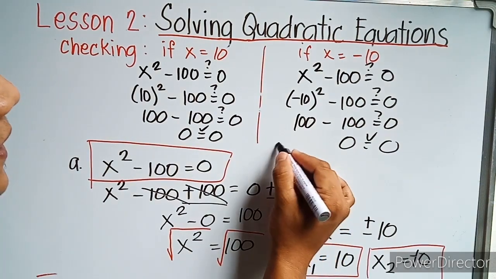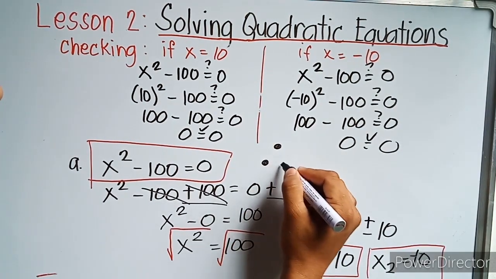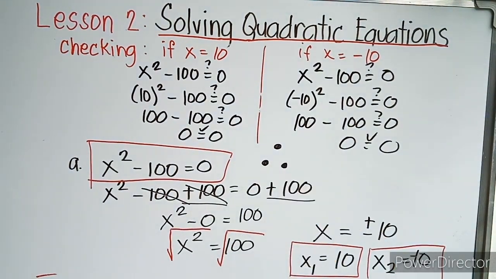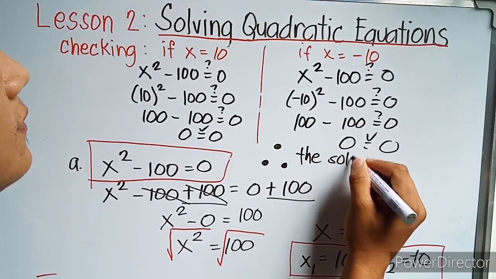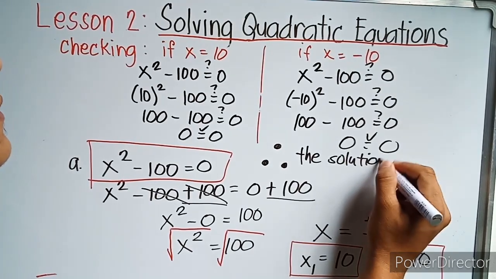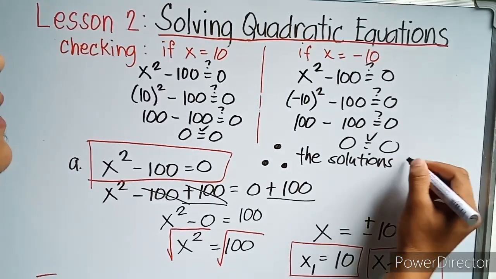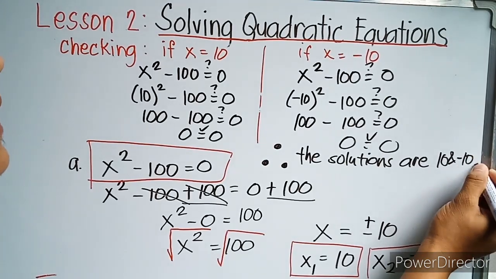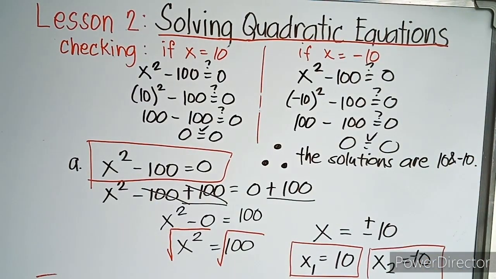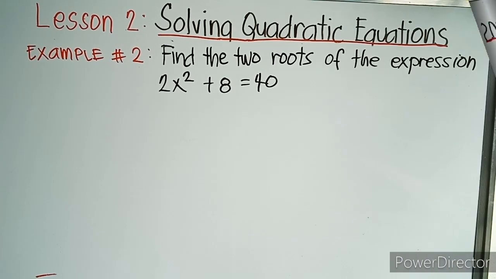Okay, so therefore, three dots is a symbol for therefore. The solutions are 10 and negative 10. Example number 2. Find the two roots of the expression 2x squared plus 8 equals 40.